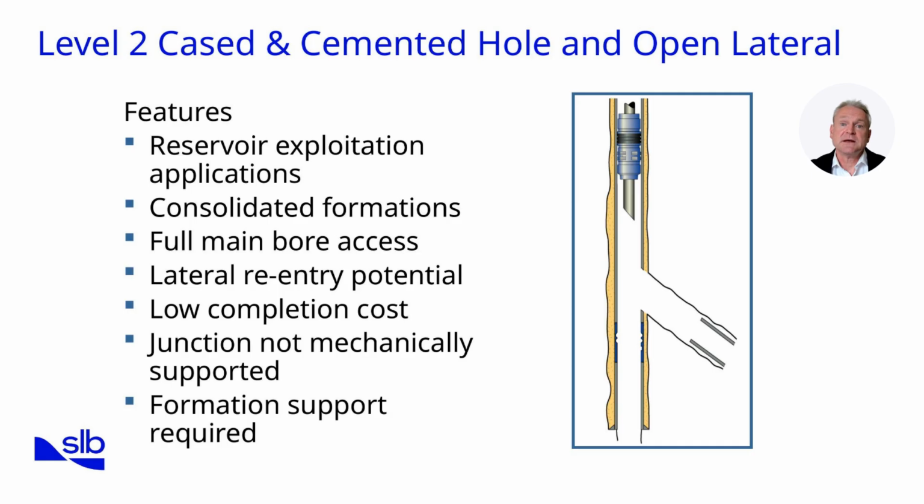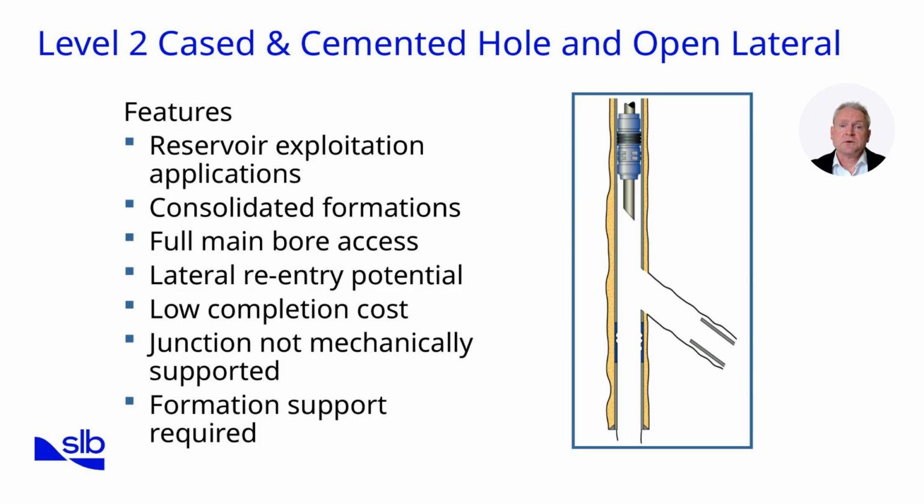The cost is still relatively low compared to higher level multilaterals, but the design relies heavily on formation support at the junction. Without natural stability, the lateral can collapse or fail to produce long term. On the schematic shown here, you can see the cased and cemented mother bore with an open lateral branching from it. The contrast between the stabilized main well and the unsupported lateral illustrates the balance between integrity and simplicity. Level 2 is a practical option for consolidated reservoirs where intervention flexibility is required.